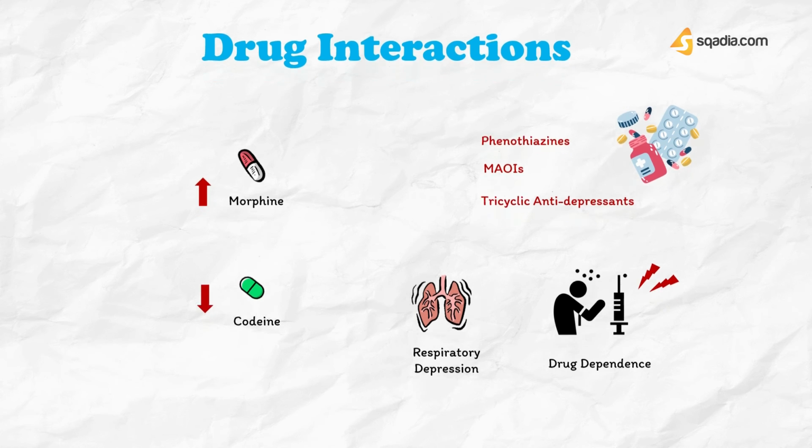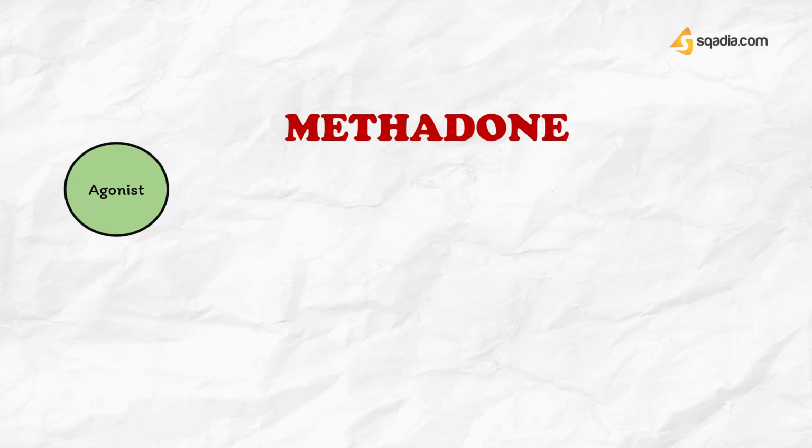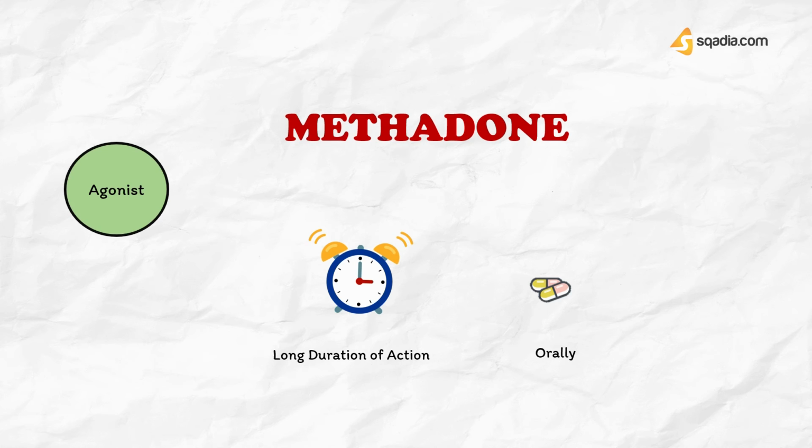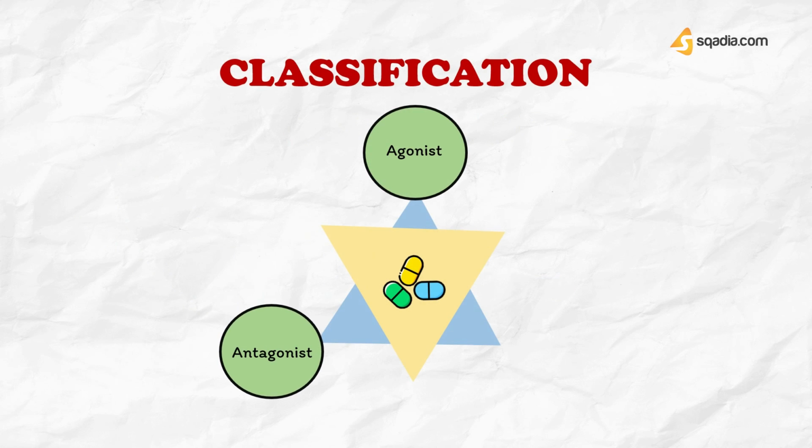Another drug of this class is methadone. It has a long duration of action and is less sedating than morphine. It is used orally for maintenance treatment of heroin or morphine addicts, in whom it prevents the buzz of intravenous drugs. Mixed agonist-antagonists.